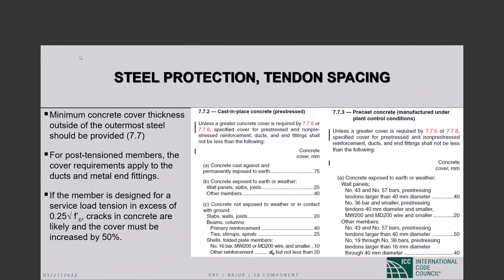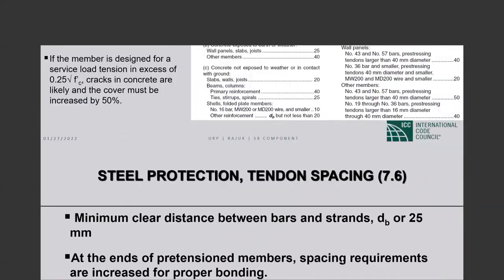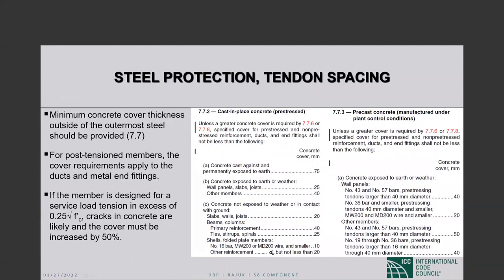Very important. I mentioned the steel protection before. So here are the provisions from ACI code 318-08. So this is section 7.7. Again, I invite you to visit that section if you're trying to design prestress members. And please don't use regular reinforced concrete covers, which are given in the previous section. Let me go back here. So there are two tables, which I'd like you to pay attention to. This table is for cast-in-place prestressed concrete, and this is precast concrete, which I mentioned before, manufactured under plant control conditions.